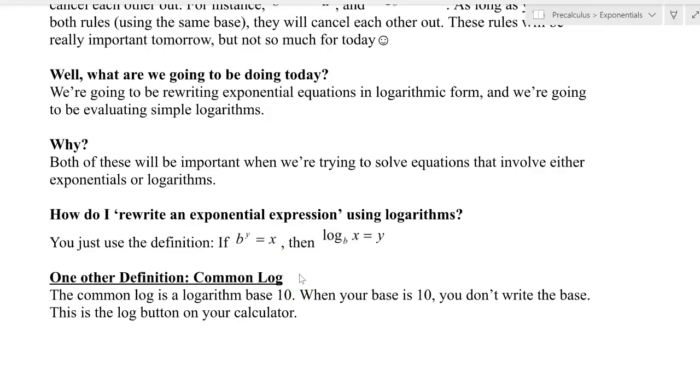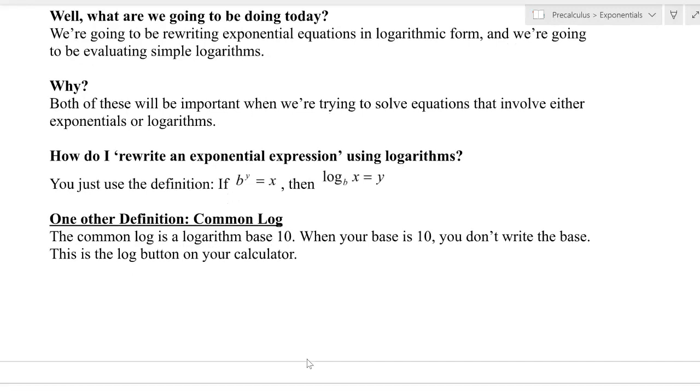One other definition, it's pretty common that we'll be using a lot. The common log is the logarithm with base 10. So when our base is 10, we don't need to write the base. This is just our log button on our calculator.